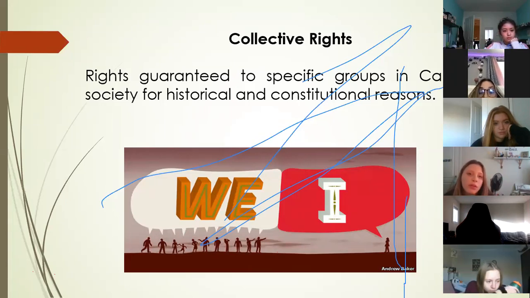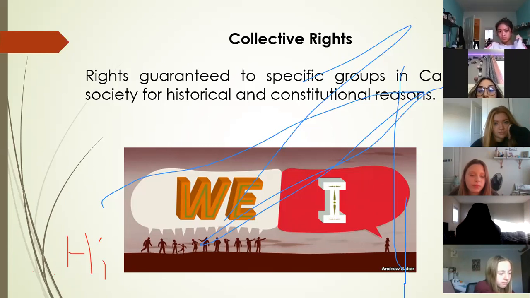And so what they needed to do is they needed to come up with a way that they could all live together peacefully. And that's where you get this idea of collective rights from. Okay, any questions there?